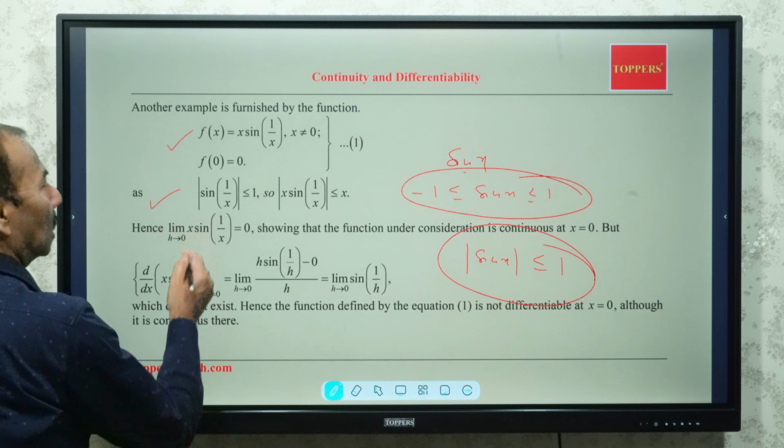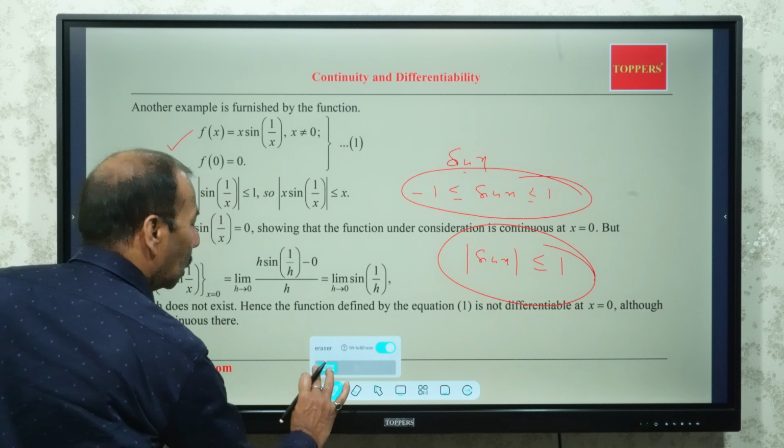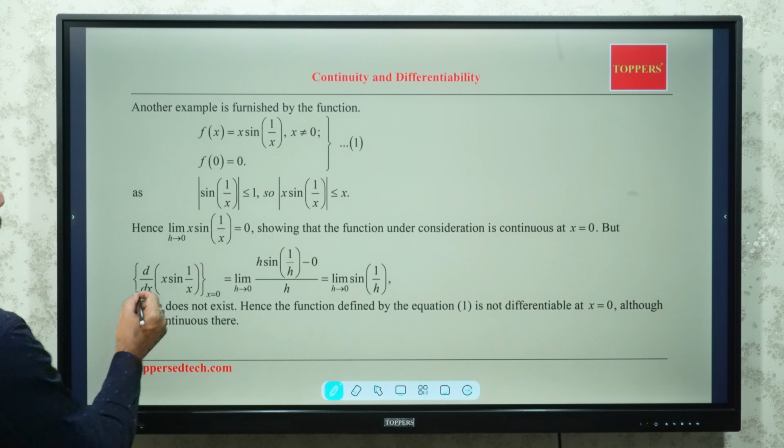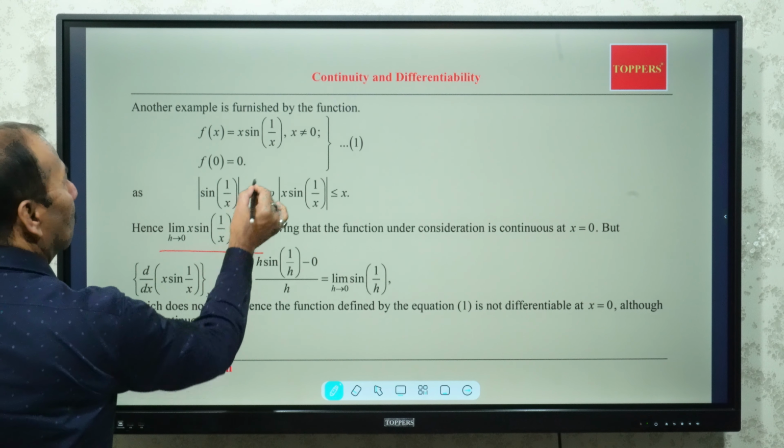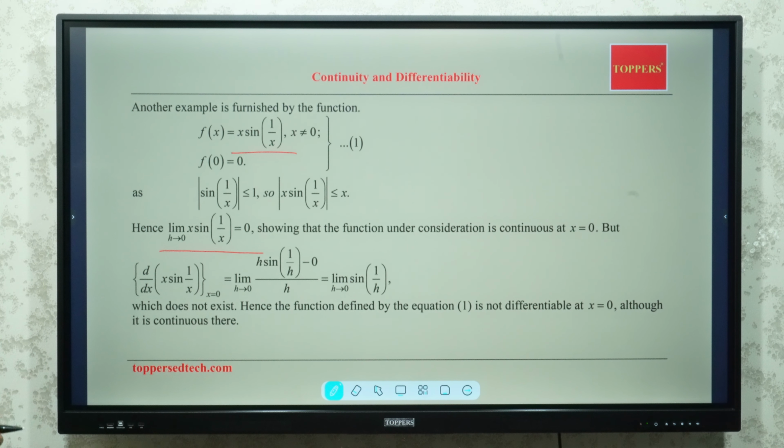Now let us consider this. Here if you calculate the limiting value of this, because for continuity check we calculate the limiting value. We need to have left hand limit equal to right hand limit, and it should be equal to the value of the function at that particular point. So this gives us the required condition for continuity of a function.